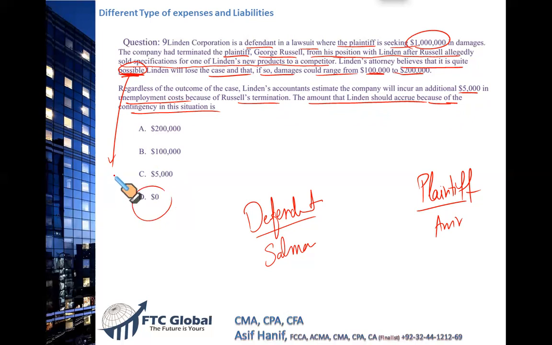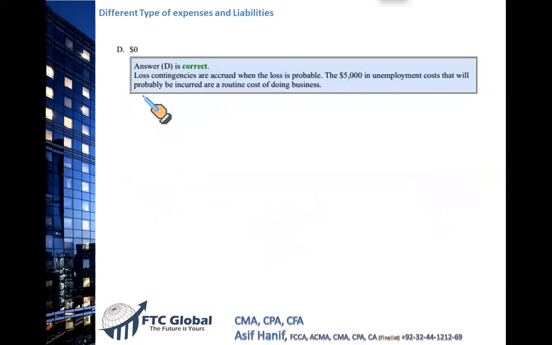This is not a part of contingency. This is the regular expense you pay, like salary, wages, etc. So this will not appear here. The 5,000 is related to your normal employment-related cost. It is not a part of contingency cost, right? So we are not going to book any contingent loss because the event is only possible. However, we might disclose it in the notes to financial statements, right? So that makes D the correct option.